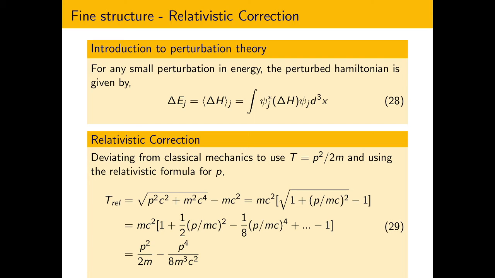Now we come to the relativistic correction. First, we use the relativistic equation of momentum instead of the classical equation in our Hamiltonian. So T relativistic is equal to root of p square c square plus m square c power 4, minus m c square, which essentially boils down to p square by 2m minus p power 4 by 8 m cube c square. The first term here is just our non-relativistic kinetic energy, and the second part is where the entire correction comes into play. We'll look into what that implies in the next slide.